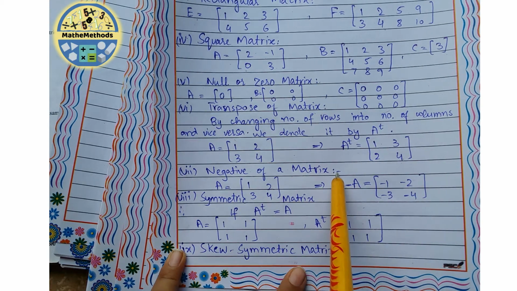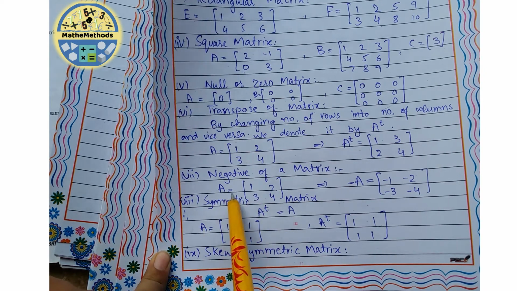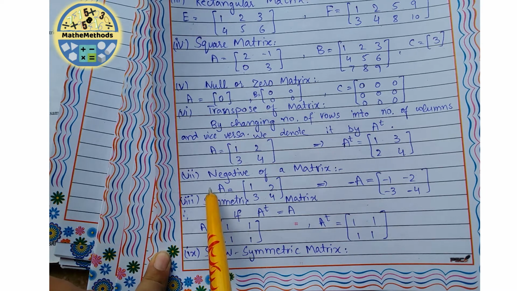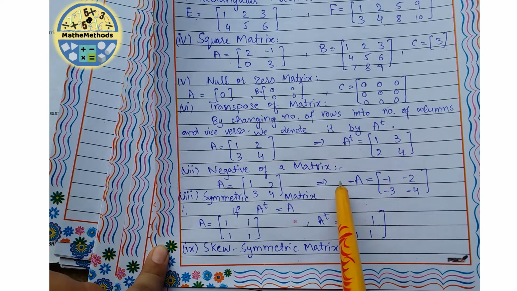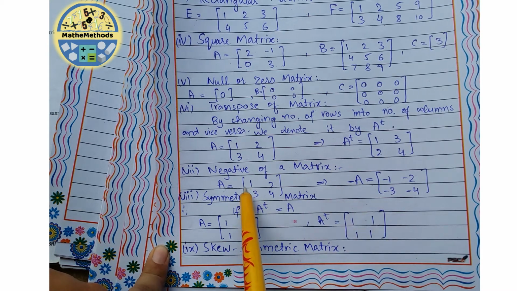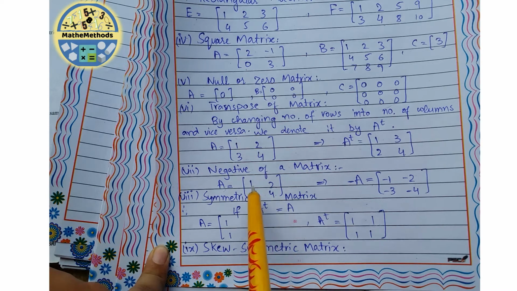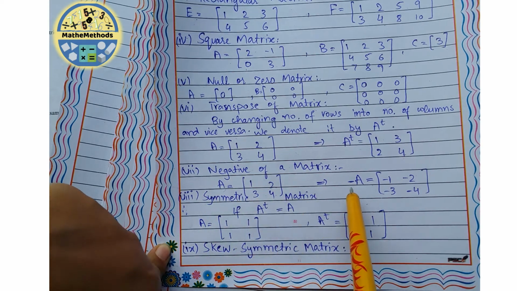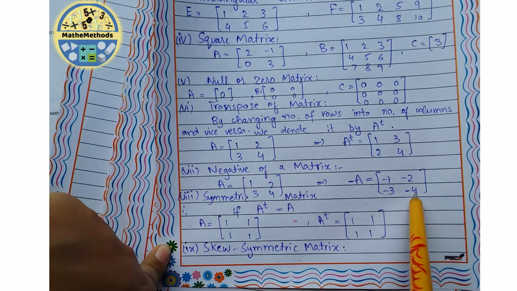Negative of a matrix. A is equal to [1, 2; 3, 4]. Multiply this matrix simply by minus 1. By multiplying by minus 1, this matrix changes to this matrix. Minus A is equal to, each entry has a minus sign because these are positive. A is equal to [1, 2; 3, 4]. So minus A is equal to [-1, -2; -3, -4].